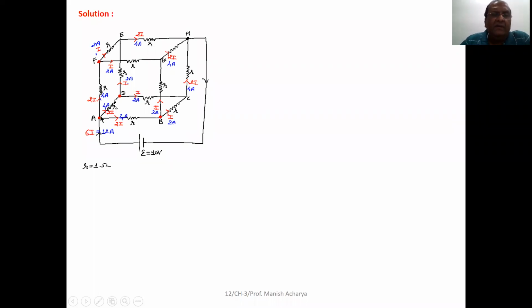Similarly, when these 2I current A to D enter junction D, and when it leaves junction D, then again the current will be equally distributed in the branch D to C, that is I, and D to E, that is also I. Then the current 2I in the branch A to F, when it enters junction F, and then when it leaves junction F, again it will be distributed in two equal parts, current I in the branch F to G and current I in the branch F to E. Clear to all of you?